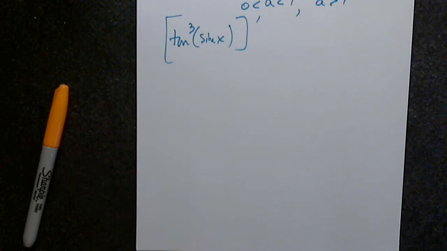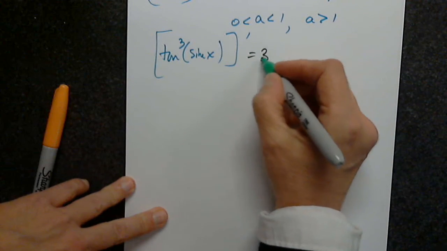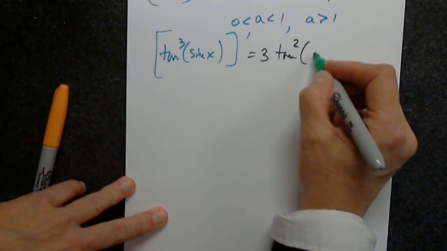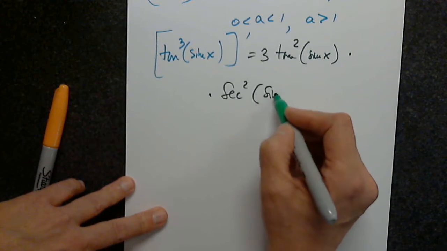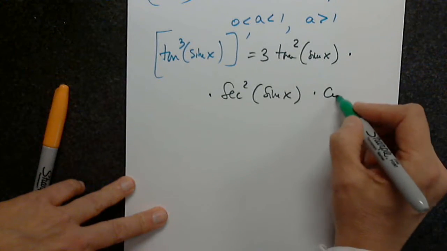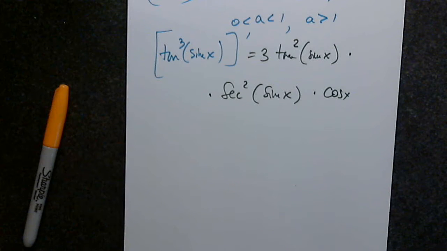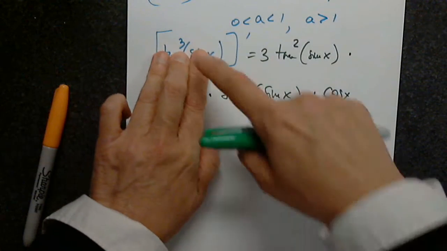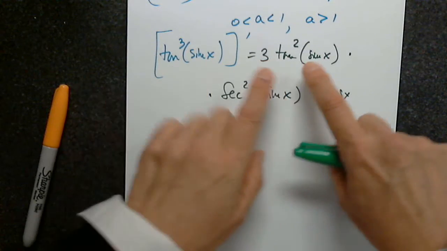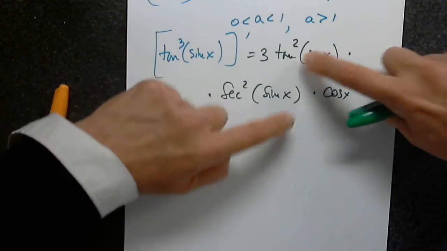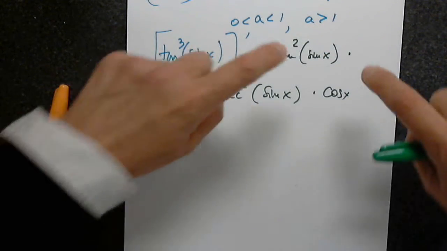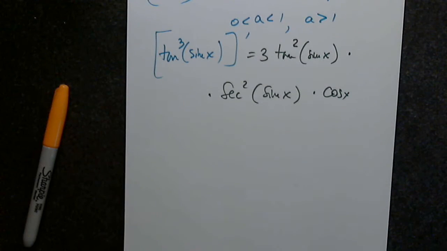Yes, ready? So it's 3 tangent squared of sine x times secant squared of sine x times, awesome, this is it. Do we understand this is the chain rule? There is no addition or subtraction in there. They're all products. Okay? So it's a function to the third power. We bring the power in front and we subtract 1 from the power. Then we differentiate the inner function, which is secant squared of the argument. And now finally we differentiate the argument, which is sine prime is cosine.